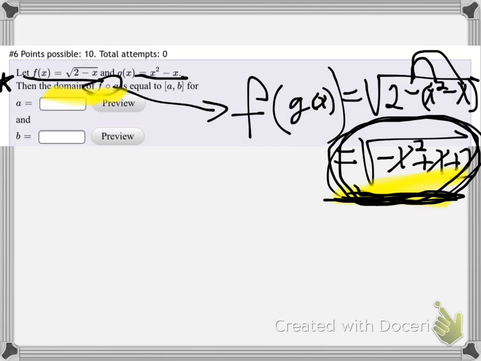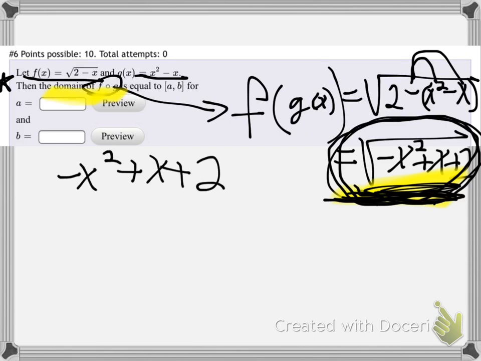We'll make sure that this junk doesn't go negative. So we could solve it this way: negative x squared plus x plus 2, everything that's inside that square root, I want to make sure that it doesn't go negative. Maybe we could say I want it to be at least 0. Greater than 0, even equal to 0 is fine, because we can do a square root of 0. But I don't want it to be negative. And so then from there, we'll just solve this out.